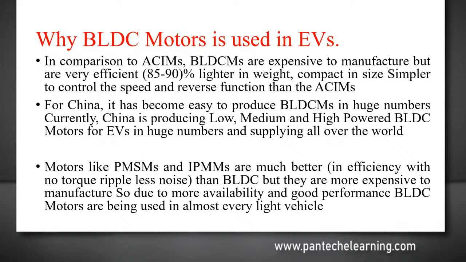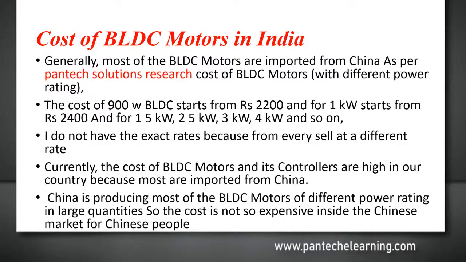So most of the brushless DC motors, whether low, medium or high voltage, our current industry people are importing from China only. Motors like permanent magnet synchronous motors and interior permanent magnet motors give much better efficiency. They have a high power drive nature, but they are less available. Due to the less availability, most people prefer brushless DC motors. Compared to a brushless DC motor, a PMSM motor will give more efficiency.